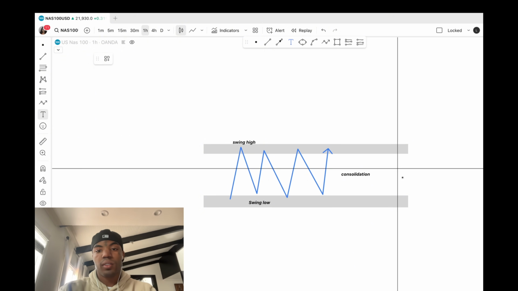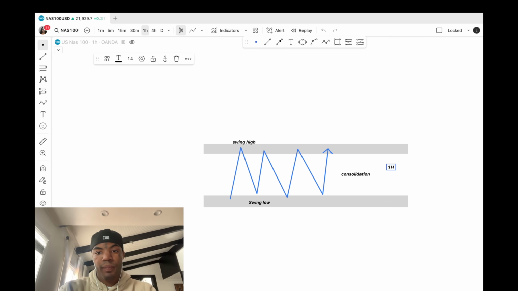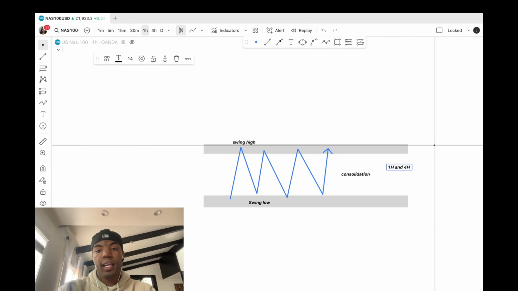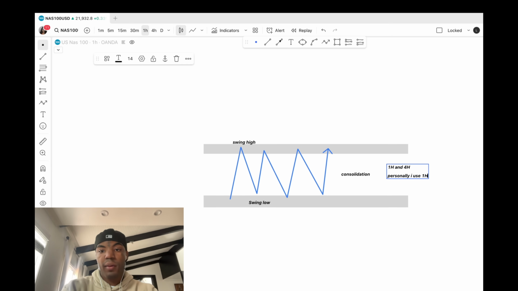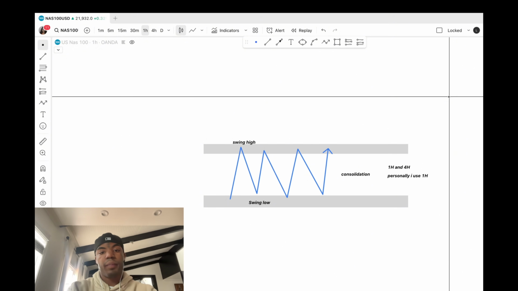So once again, we trade the 1 hour and 4 hour time frames. Me personally, I trade the 1 hour. Personally, I use the 1 hour pretty often. Pretty much every setup that I've done has been mainly off that 1 hour time frame.